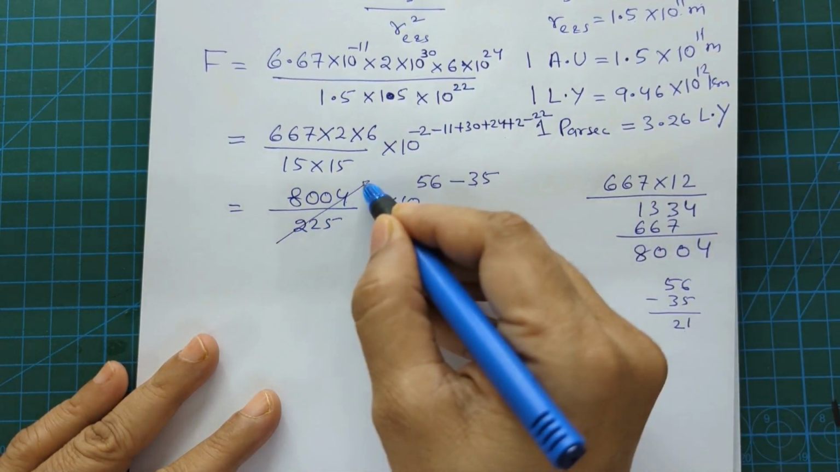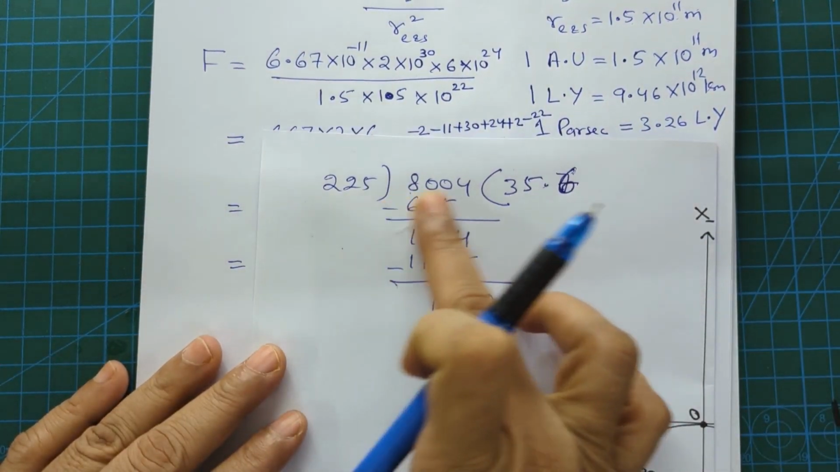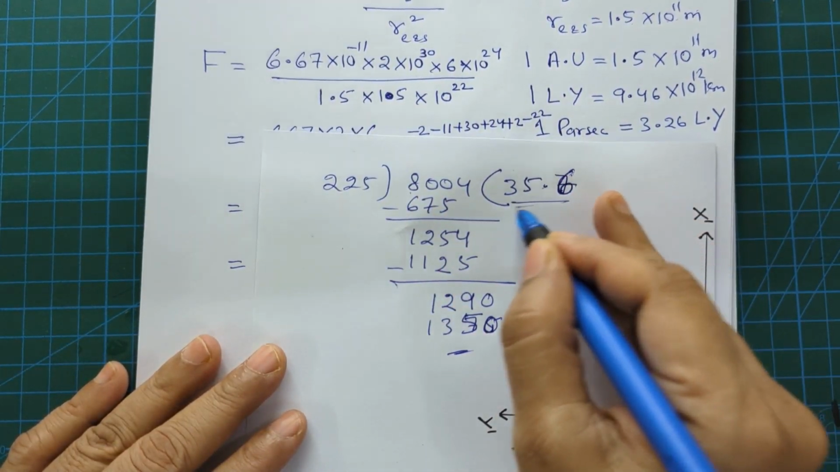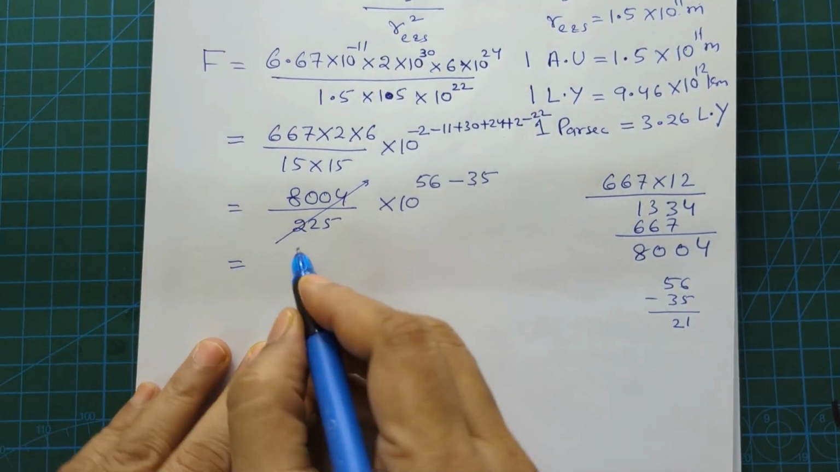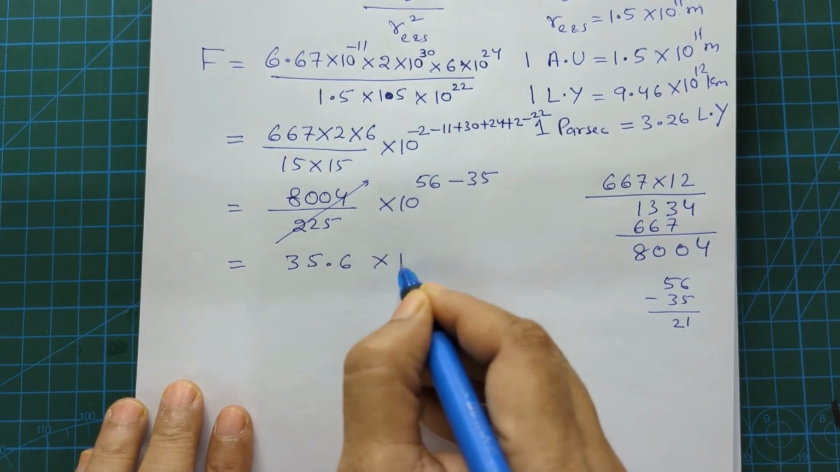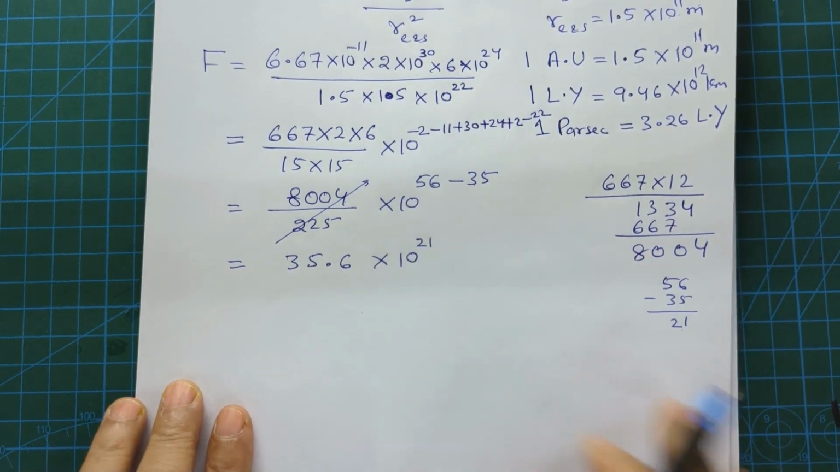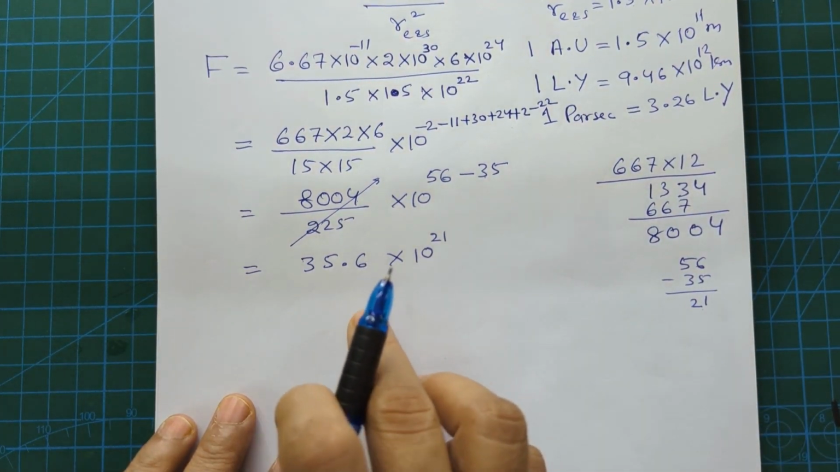Now when we divide this, this is going to be 8004 by 222. When we divide, we will get approximately 35.6. So this is 35.6 into 10 to the power 21. So this is the answer, but every time we write an answer, we have to give that in standard form.